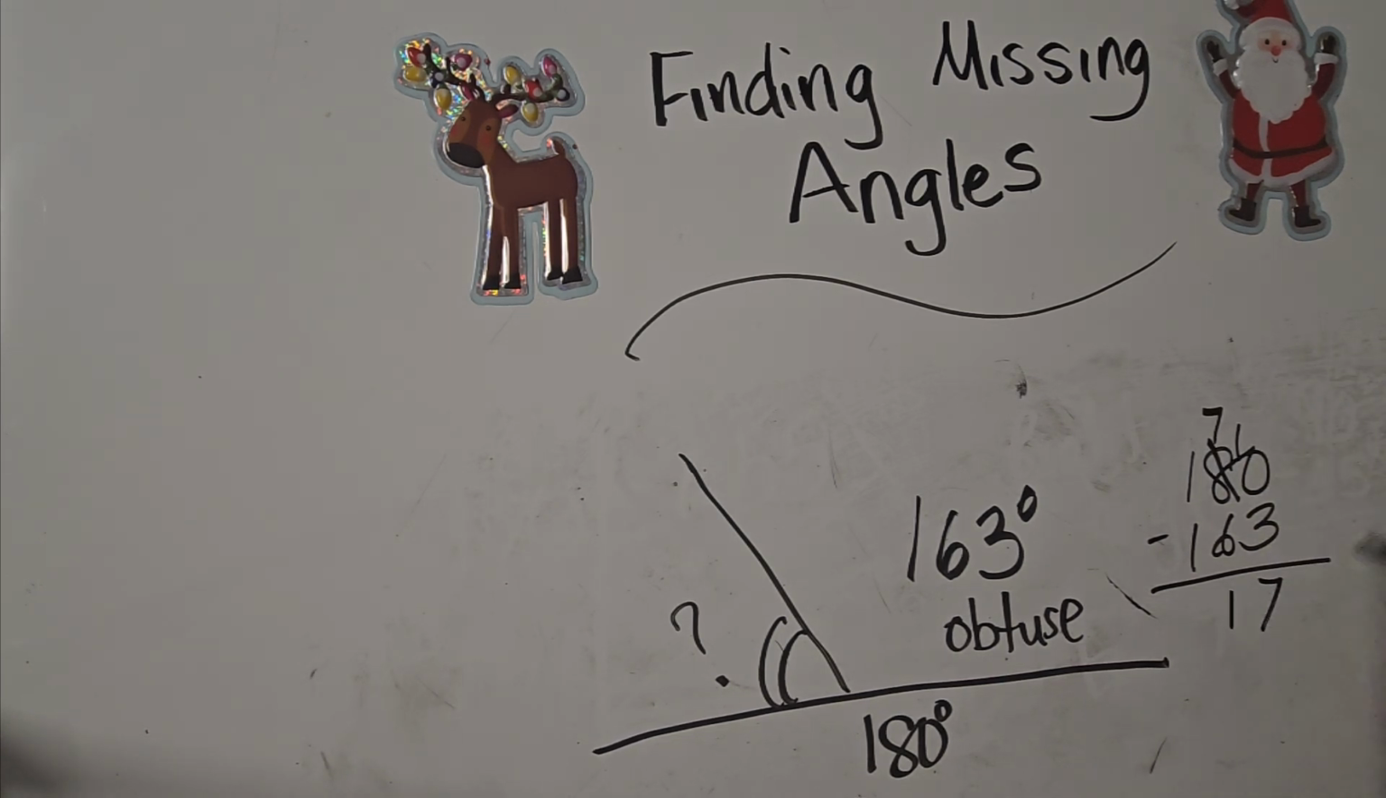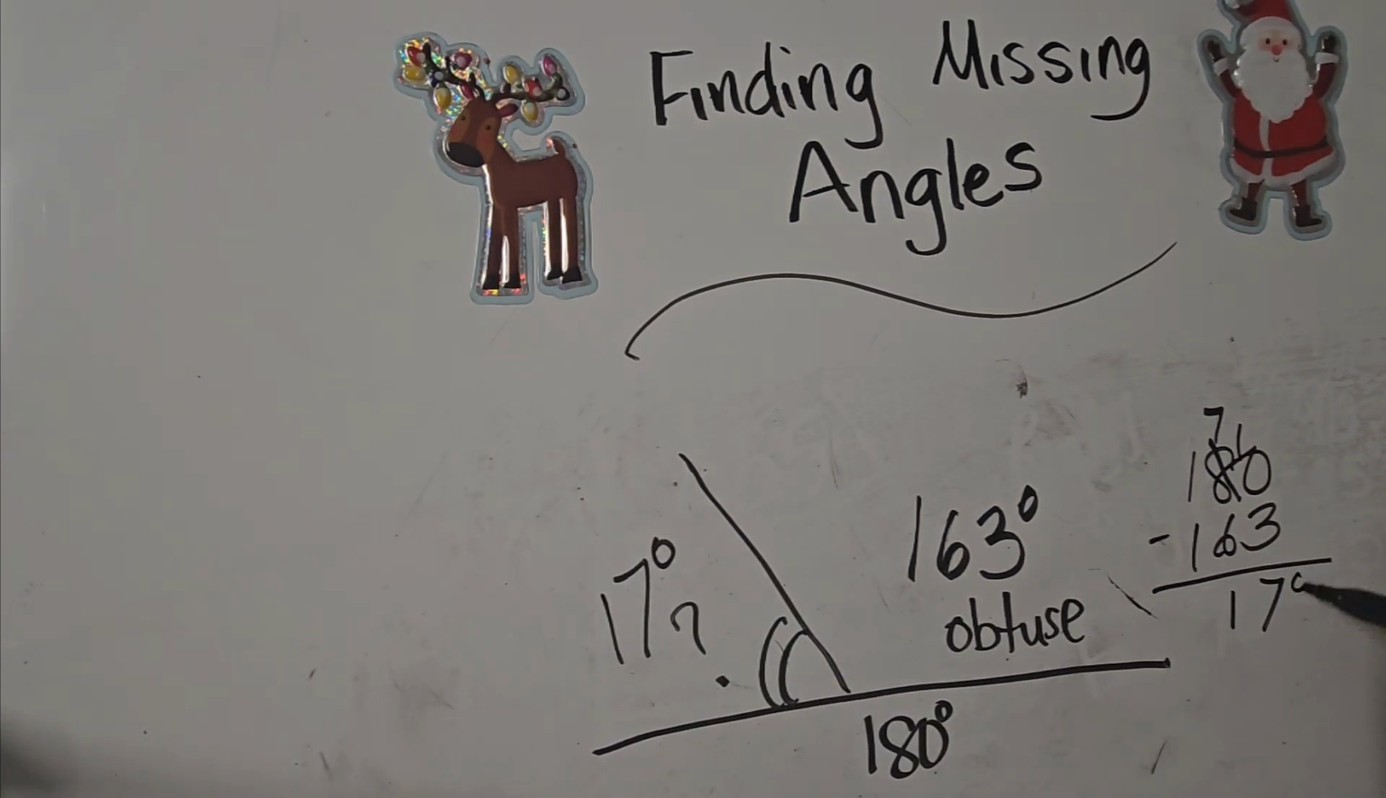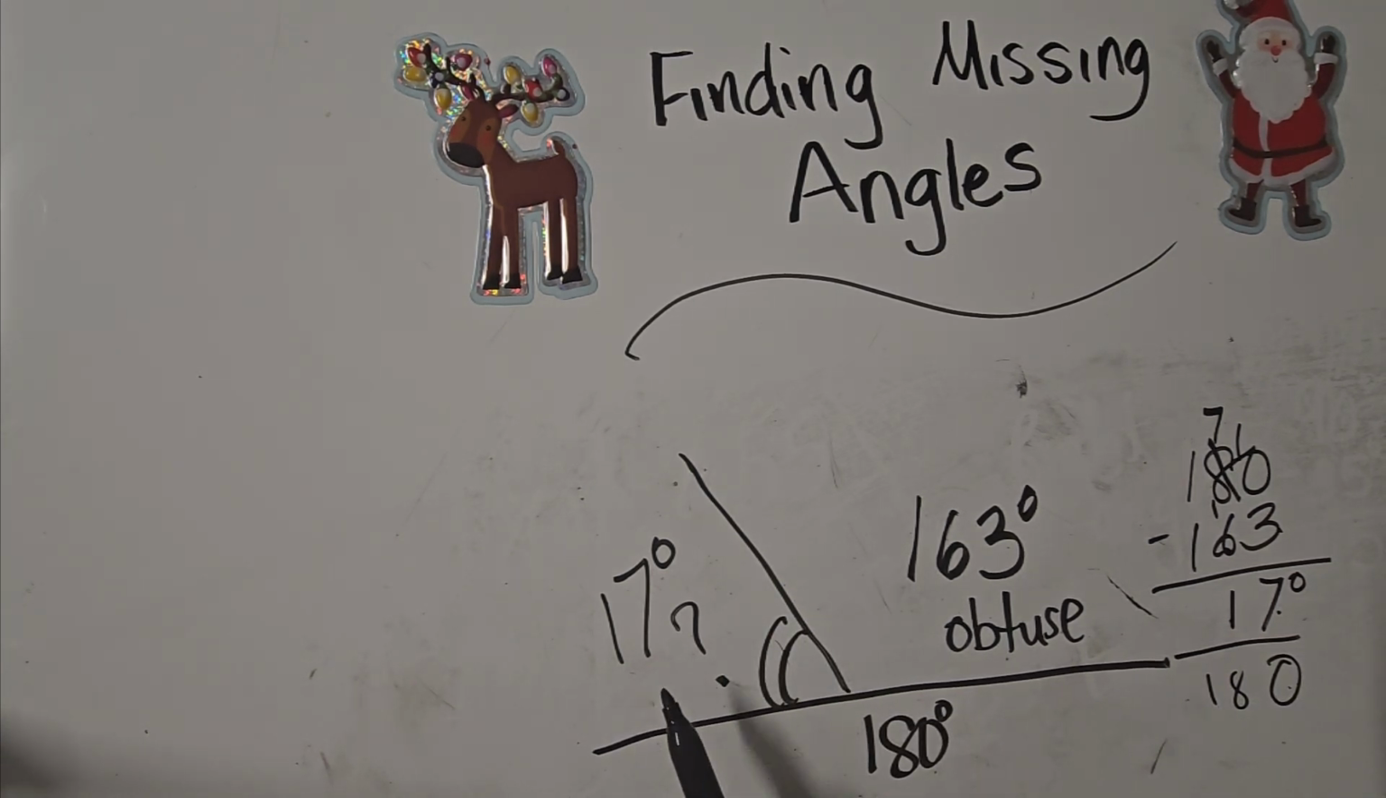7 take away 6 is 1. Oh my God. It's only worth, wow, 17 degrees. Let's make sure I didn't do a boo-boo. 163 plus 17. 7 plus 3 is 10. 6 plus 1 is 7, and 1 is 8, and carry the 1 down. Believe it or not, this angle is only worth 17 degrees, and this angle on this side is a whopping 163 degrees.